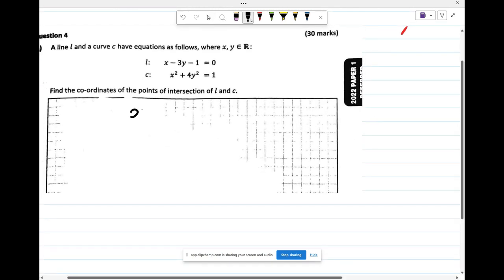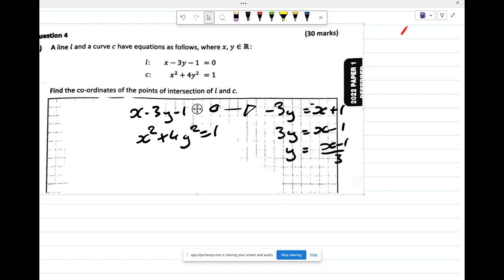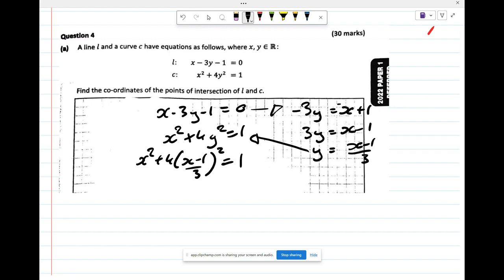So we know that x minus 3y minus 1 is equal to 0, and x squared plus 4y squared is equal to 1. We're going to take our easy one and get y on its own. So that's minus 3y equals minus x plus 1. So that's 3y equal to x minus 1. So that's y equal to x minus 1 over 3. And we're going to sub it into this one here. So that's x squared plus 4 times x minus 1 over 3, all squared, equals 1.